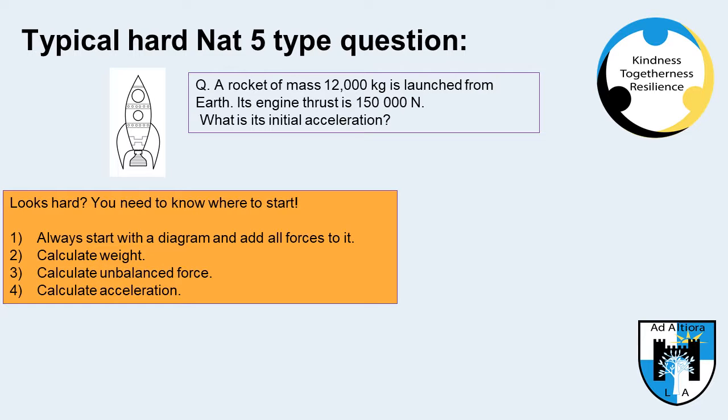The steps you take, as I say, you always start off with the diagram, adding all forces to it. After that, it depends what's being asked. In this case, you're going to calculate the weight, then you're going to calculate the unbalanced force, and then you're going to calculate the acceleration. Sometimes you have to do it in a different order. But what I'm going to do is give you a wee chance to try this question and then check your answer on the next slide. So pause the video here.